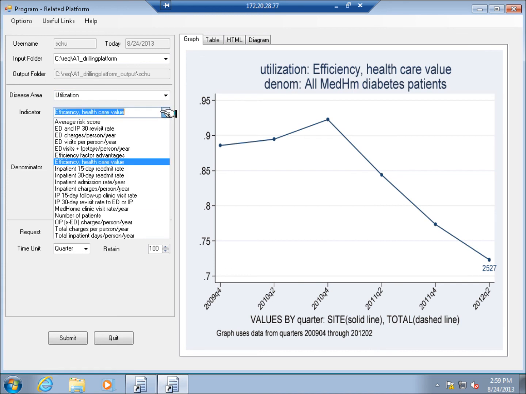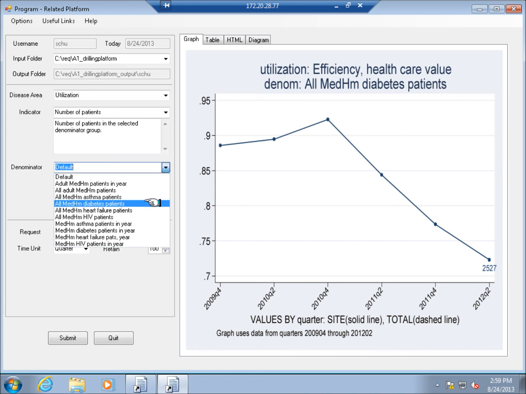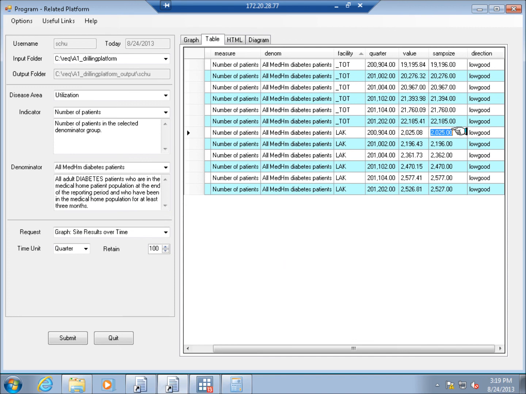Finally, the number of patients in any denominator group can be obtained by selecting the number of patients measure. For example, we can graph the trend in number of diabetes patients in the medical home patient population. The graph clearly shows an increase in the number of diabetes patients in the medical home population across the system. The increase at Lolly Kemp is not so obvious, given the scale of the graph, but it can be examined by using the Table tab. The table shows that the number of diabetes patients in the medical home patient population at Lolly Kemp has increased from 2,025 at the end of 2009 to 2,527 in 2012, an increase of about 25%.